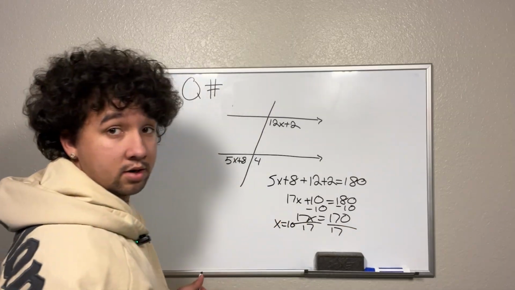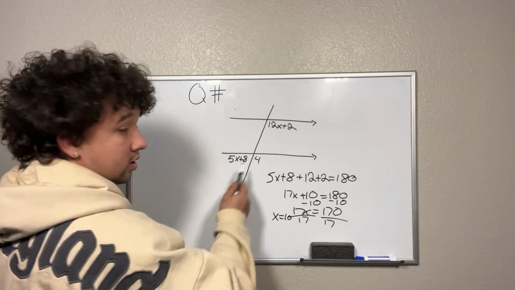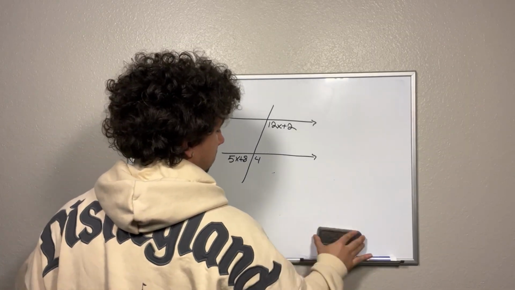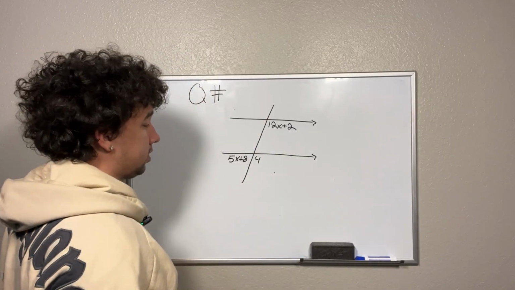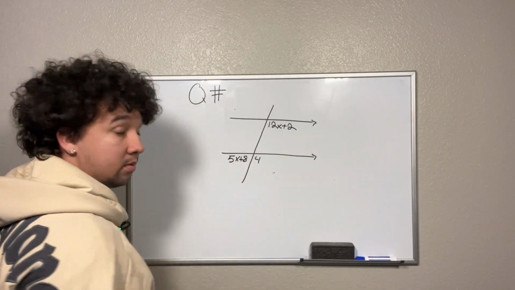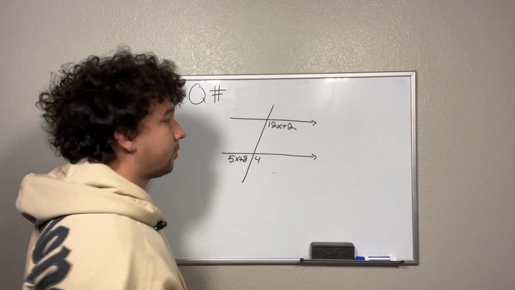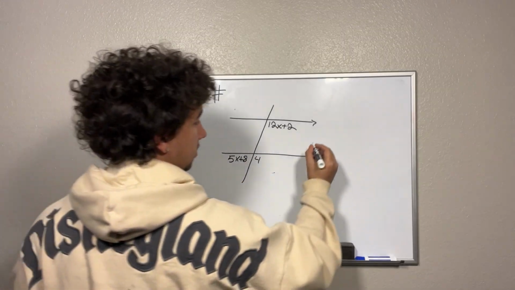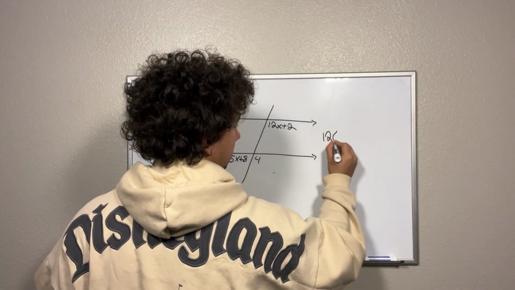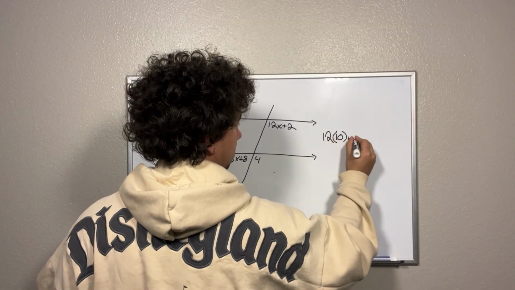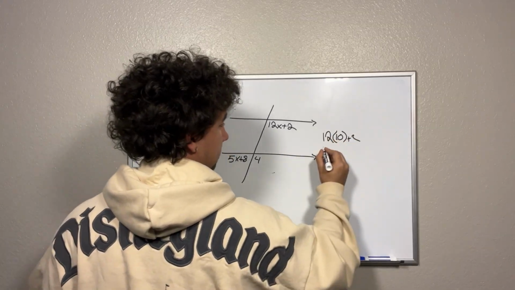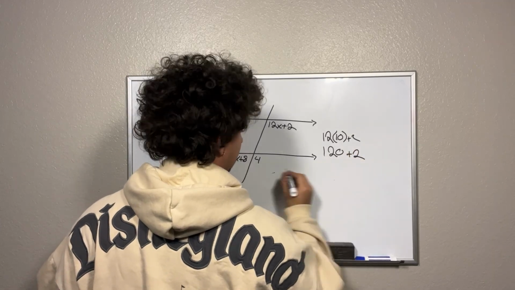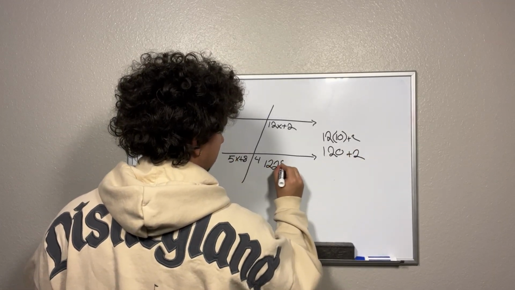Now, is this my answer? No. Because again, I'm trying to solve for angle 4 here. So what I'm gonna do is I'm gonna plug it back into 12x plus 2. Why not 5x plus 8? I mean, I could, and I would find the answer anyway, but this one's a lot more efficient because I know that 12x plus 2 equals angle 4. So 12, replace that with 10, plus 2. Well, 12 times 10 is 120, plus 2, and that equals 122 degrees.